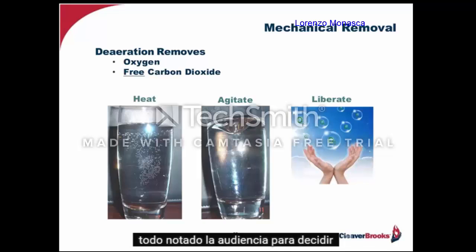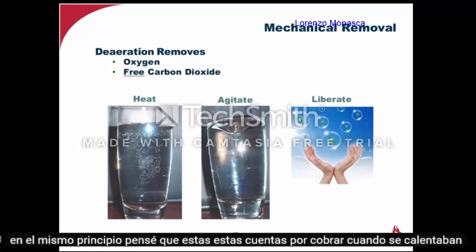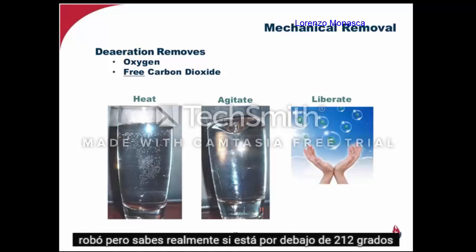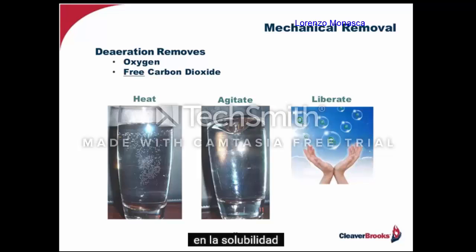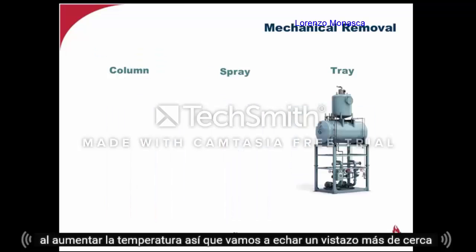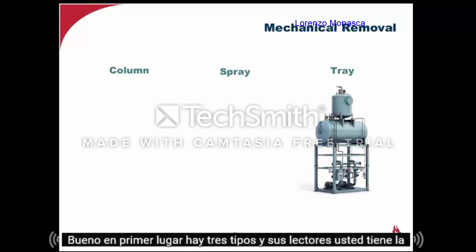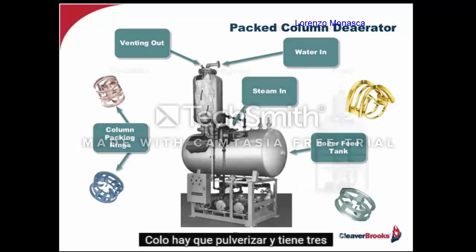Now, notice the bubbles adhering to the sides of the glass on the left. You know, some people, myself included in the very beginning, I thought that these were steam bubbles when you were heating a pan of water on the stove. But actually, if you're below 212 degrees, it's oxygen and carbon dioxide being released from the water due to the drop in solubility as the temperature rises. So let's take a closer look at how we actually accomplish deaeration. Well, first of all, there are 3 types of deaerators. You have the column, you have the spray, and you have the tray.